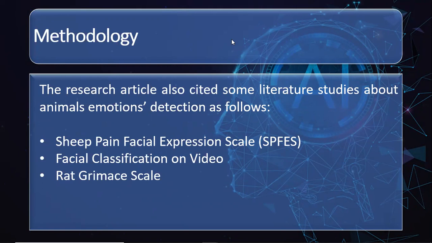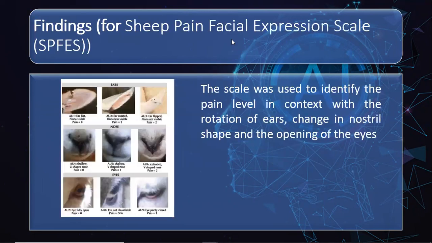So the first example they use is the SPFES. As the name itself suggests, they use healthy sheep as an example to measure the pain. Then the second one, in this research article, I think they use a monkey as an example for the facial classification. And the last one is the rat grimace scale. As the name itself suggests, they use the rat as an example.